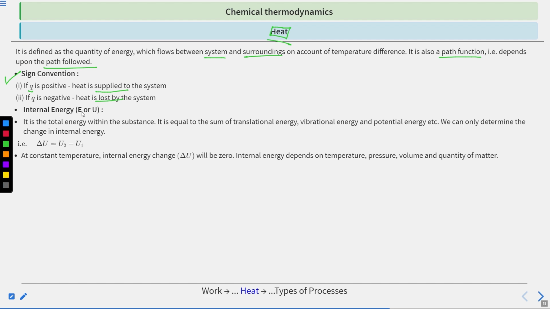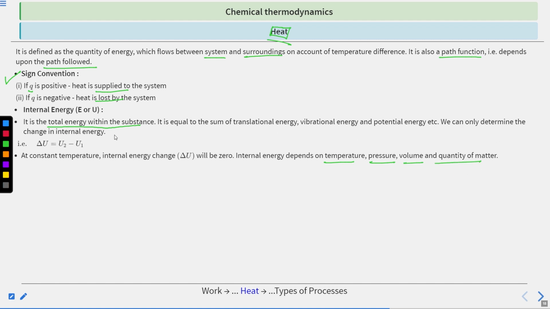Internal energy, represented by E or U, is the total energy within the substance, as the name says. It is equal to the sum of translational energy, vibrational energy, potential energy, etc. We can only determine the change in internal energy, by the formula delta U equals U2 minus U1. At constant temperature, the internal energy change will be 0. Internal energy depends on temperature, pressure, volume, and quantity of matter present.